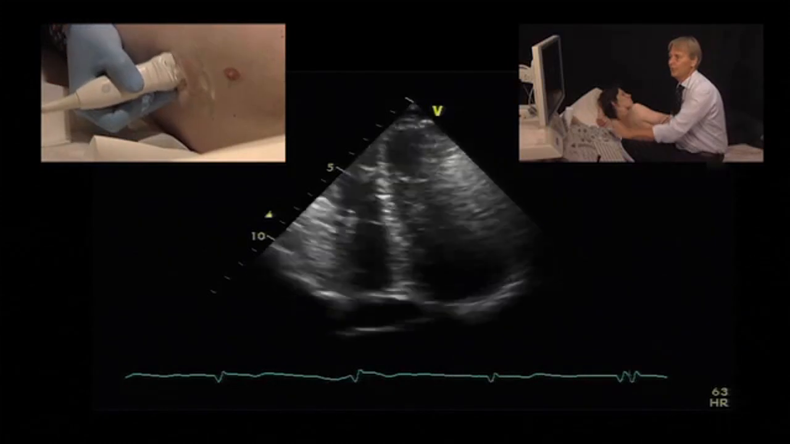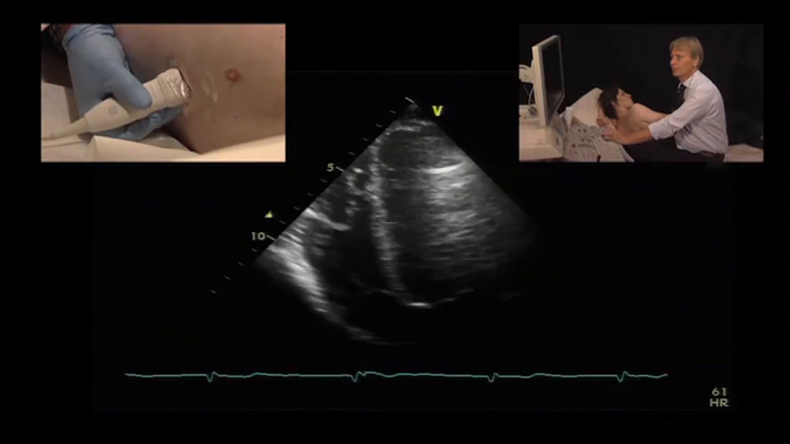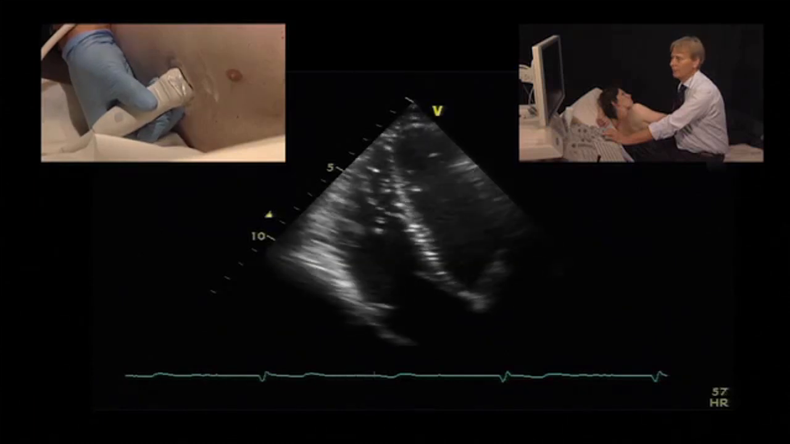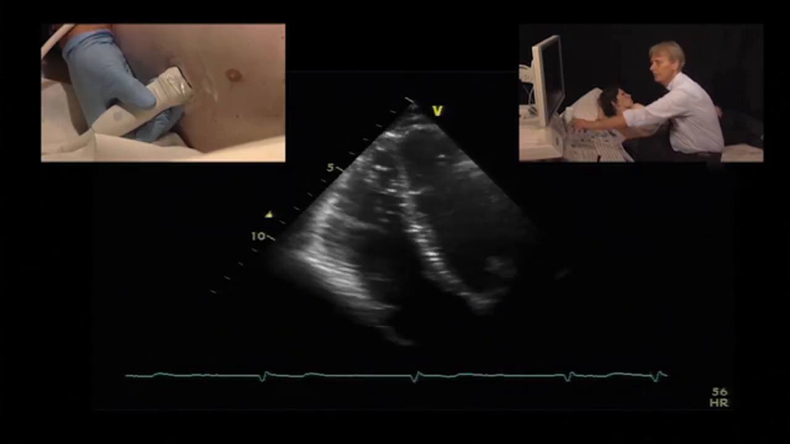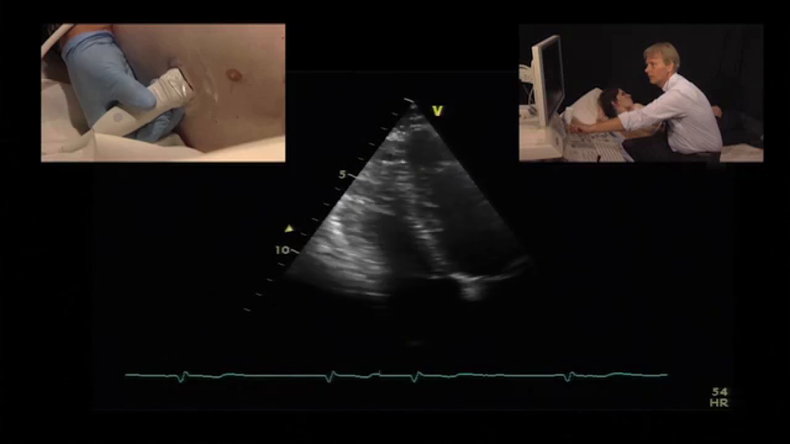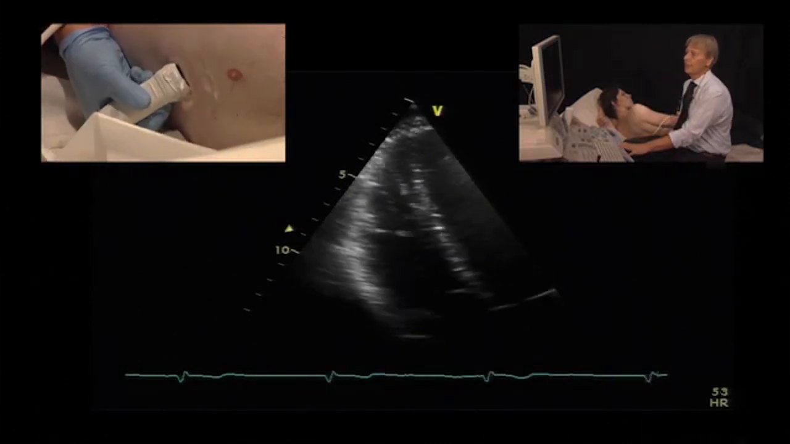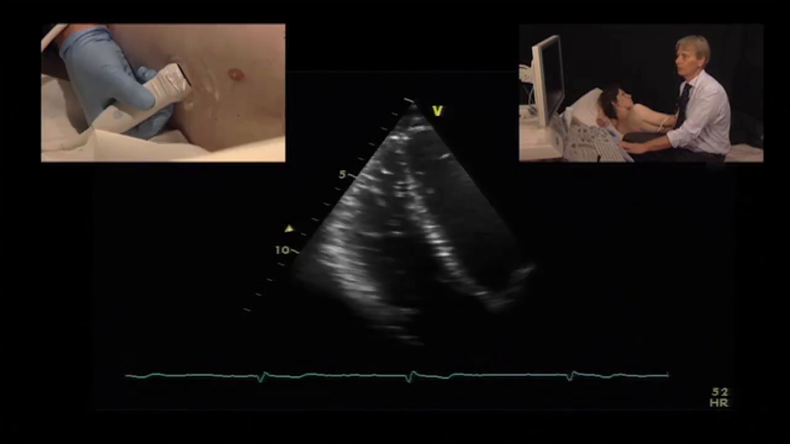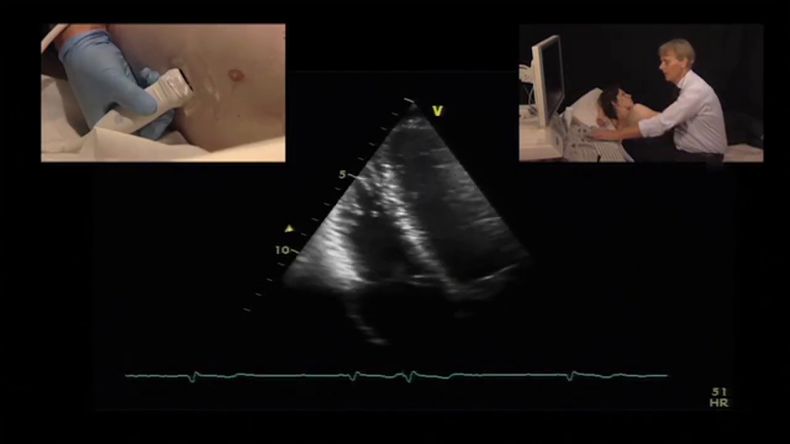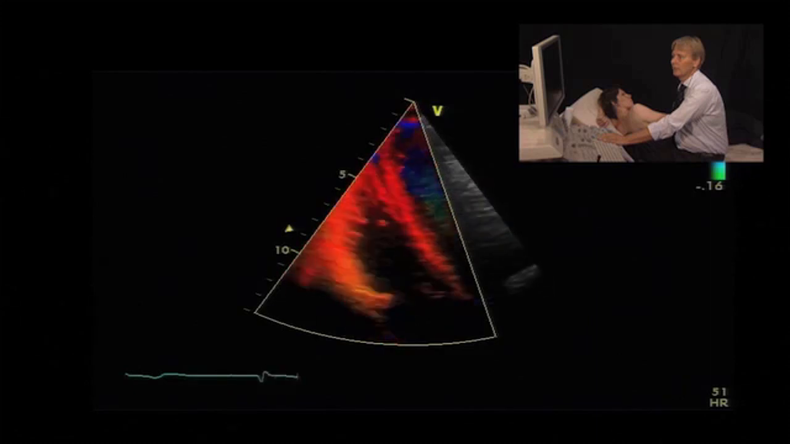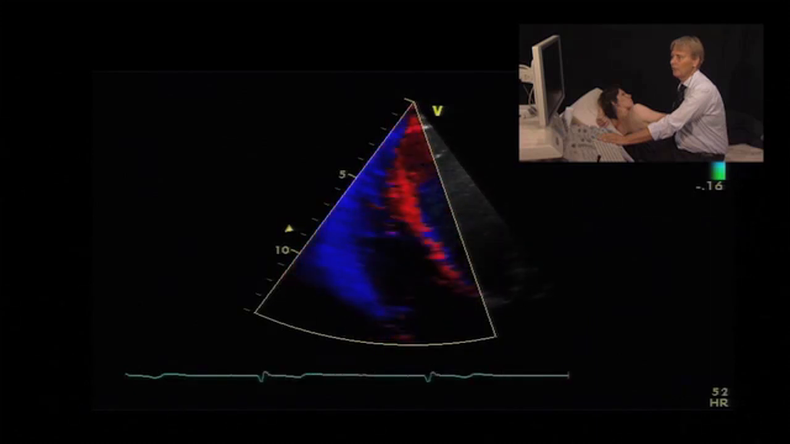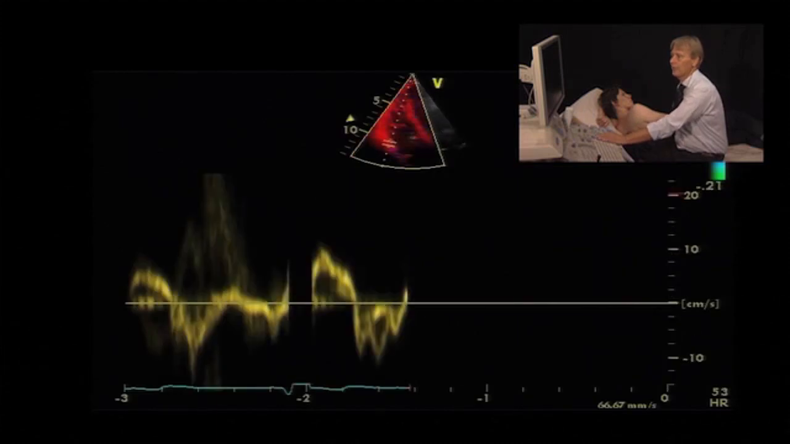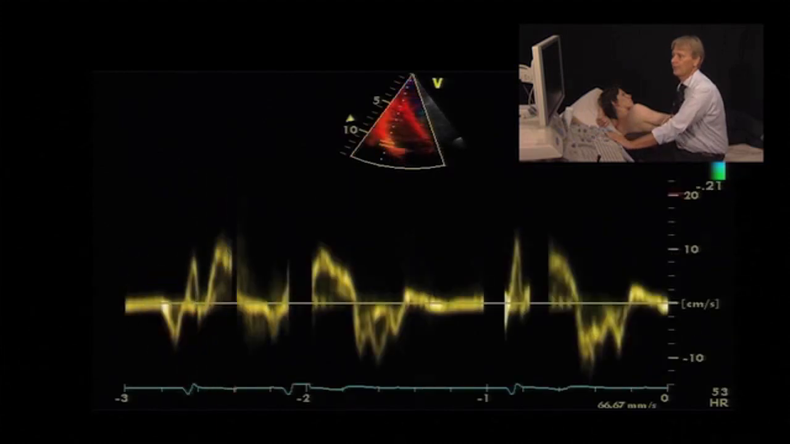We do that from an apical position. We optimize the right ventricle. The next thing we do is we try to reduce the sector width simply because we increase the frame rate, which is important for tissue Doppler. Then we would put the color tissue Doppler display and the pulsed wave Doppler tissue display.